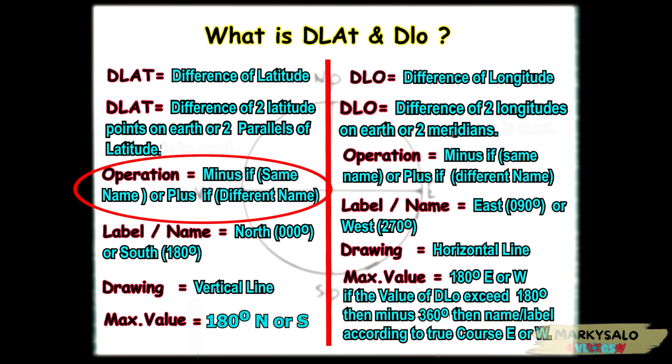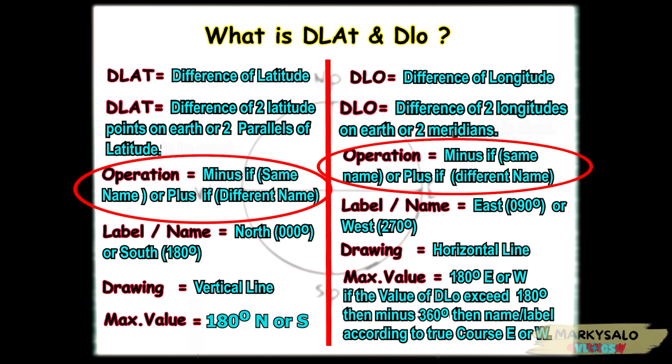For the operation, we use subtraction and addition. Although in mathematics, if we are asked to find the difference, the operation is automatically minus, here in navigation we use both. The rule for finding DLAT is: if latitude 1 and latitude 2 are the same names, we use minus. If they are different names, we add. The same goes for finding DLO. We minus if the longitudes are the same names, and we add if the longitudes are different names.